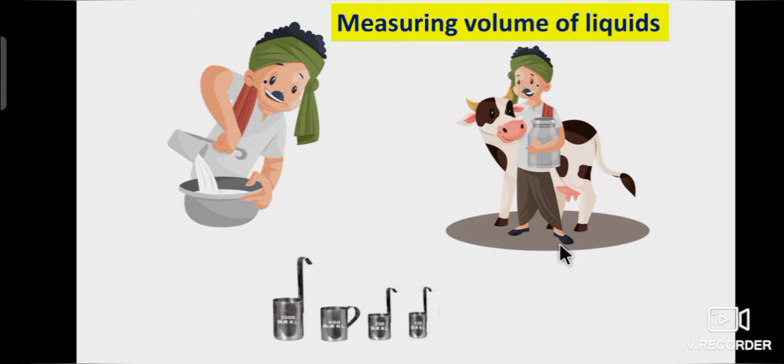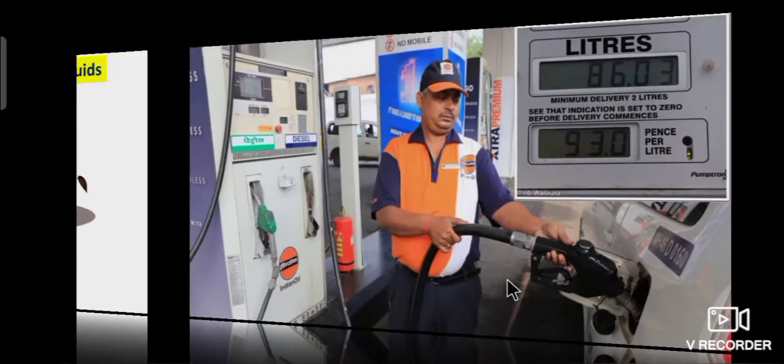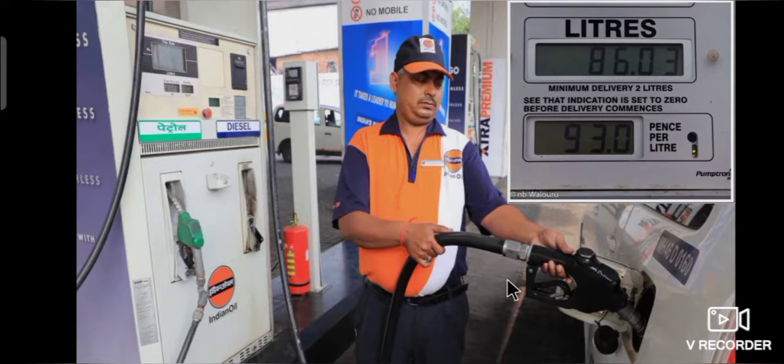Then, how will your mom ask for milk from the milkman? The milkman uses a measuring jar to find the volume of milk. It may be 200 ml, 500 ml and 1000 ml. Also, diesel and kerosene are measured by different measuring jars. I hope you all have noticed this in petrol bunks.